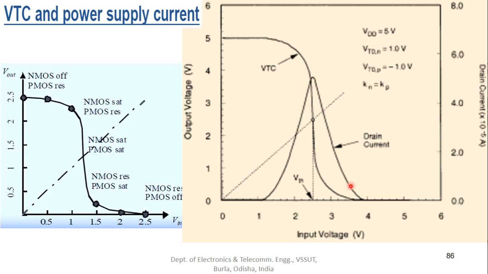And we should know why it is maximum at this point, at this voltage. It is because at this input voltage, at the inverter threshold voltage, both the devices are in saturation and both are conducting to their maximum value. It is because of this that the curve for the drain current looks like this.